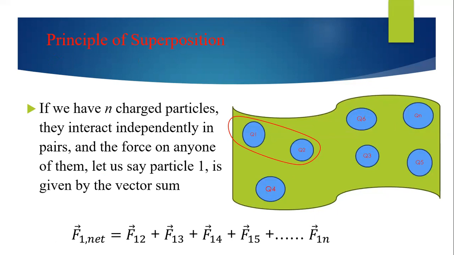To solve this complex problem, we will apply the fundamental concept of Coulomb's law that states that static charges interact in the form of pairs. So, for example, if we want to find the net force F1 net, which is the vector sum due to all these charges, the net force will be the vector sum of F12 plus F13 plus F14 up to plus F1n. So this is the total force acting on charged particle Q1 due to all these n charges.